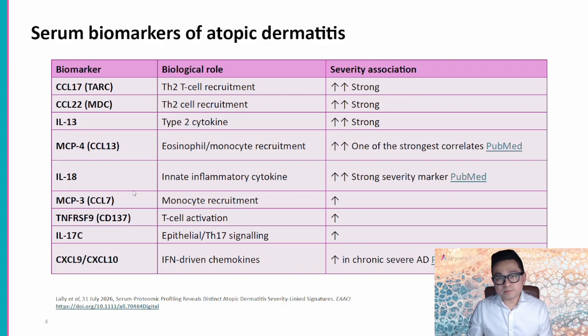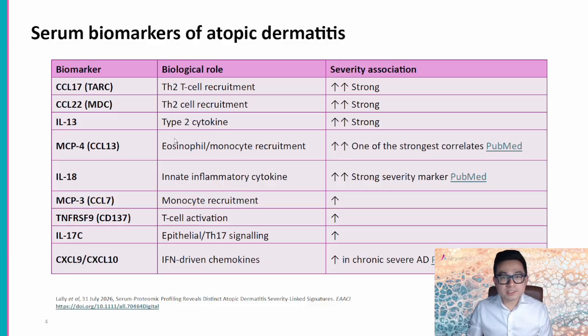The table also includes markers such as MCP3, CD137, IL-17C, and CXCL9 and 10, which reflect a broader immune picture, particularly in chronic or severe disease. Point one here is that no single biomarker defines AD on its own. Rather, serum biomarker patterns show that AD severity and phenotype can be followed through measurable immune signals.